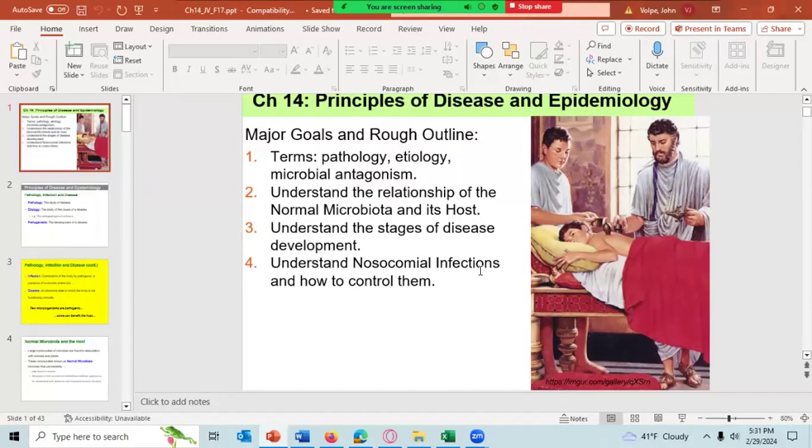Boy, I think in the lab I mentioned nosocomial infections. I didn't realize we hadn't discussed it yet. My apologies.